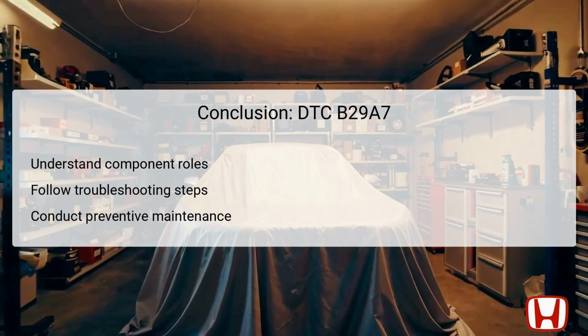In conclusion, addressing DTC B29A7 involves understanding the roles of the rear mode control motor and the climate control unit within the overall climate management system of the Honda Accord 2023 Plus. Identifying potential faults through systematic troubleshooting steps allows technicians to isolate the issue effectively. By inspecting both the motor and its associated circuits, as well as the climate control unit, you can reliably determine the source of the DTC.